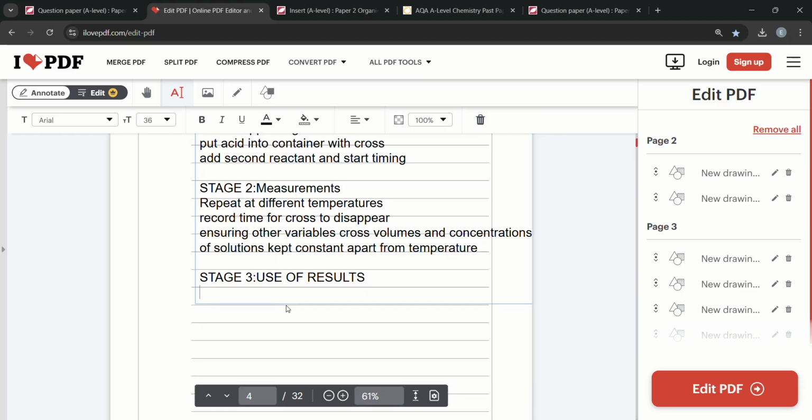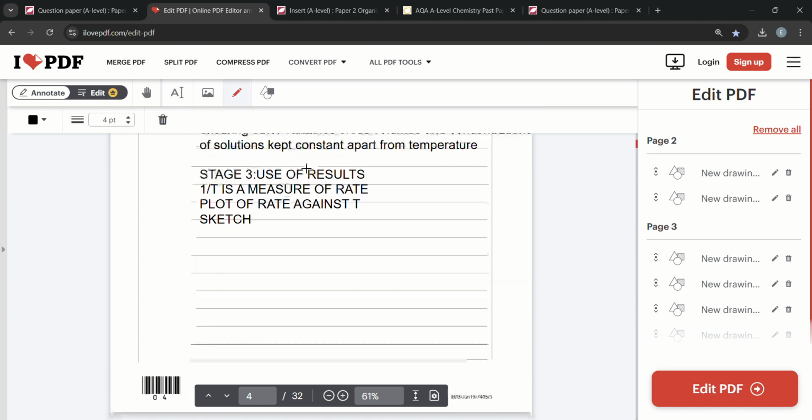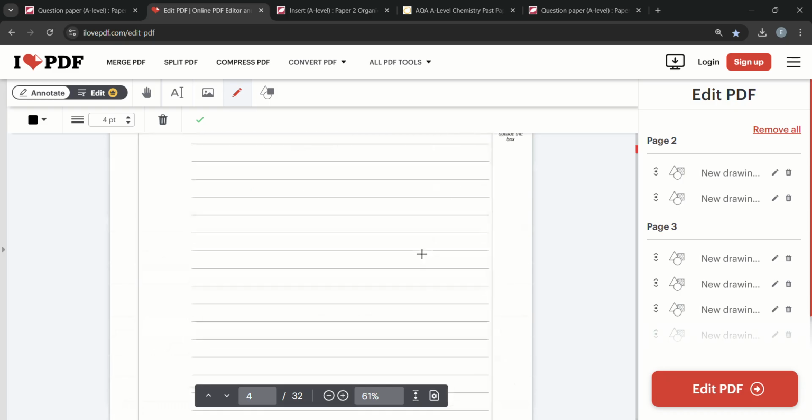Well, 1/T is a measure of rate. Plot rate against temperature, and then sketch. It should look something like this, where that's temperature, that's rate, 1/T. Should look something like that, obviously not as steep, but something like that.